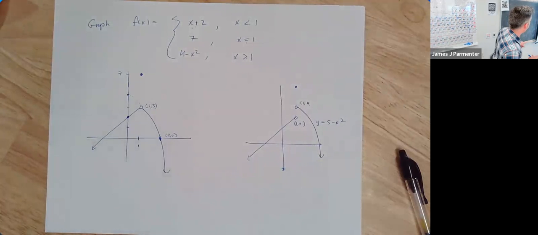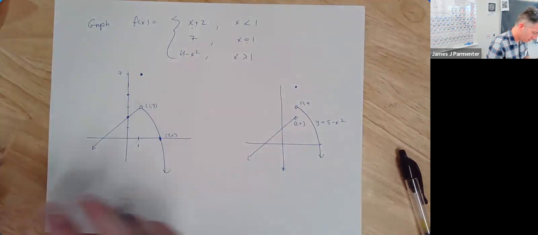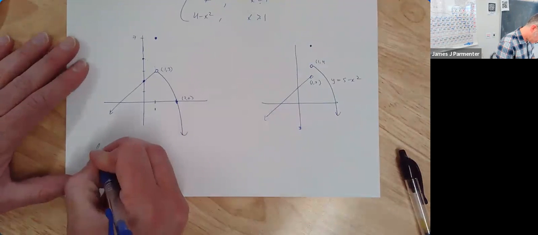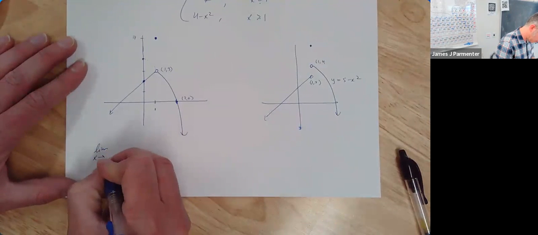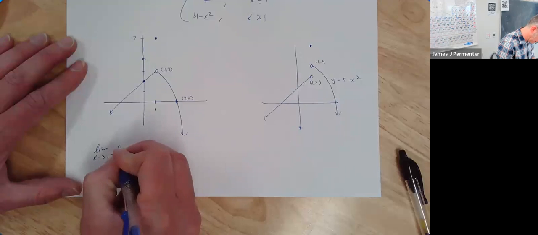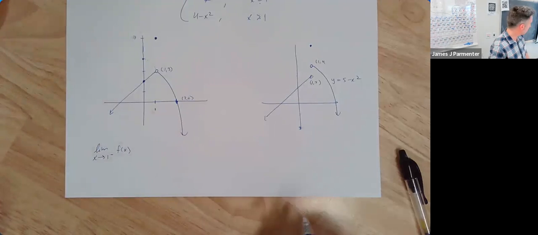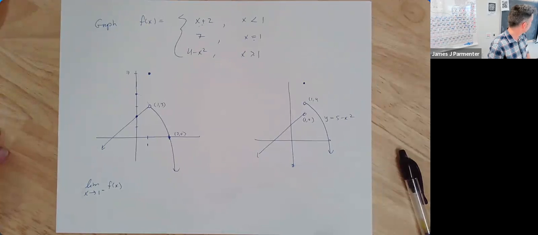Okay, so let's talk about the limits as we approach 1. If I say, what's the limit as x approaches 1 from the left of f of x, which piece do we need to use? We need to use the top piece, the middle piece, or the bottom piece. I want to see some thumbs. I think we need to use the top piece.